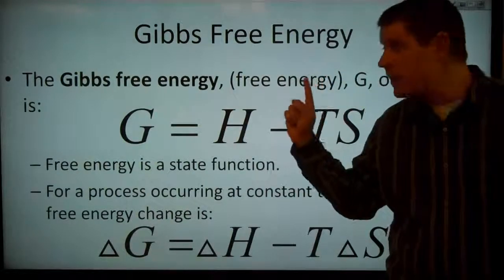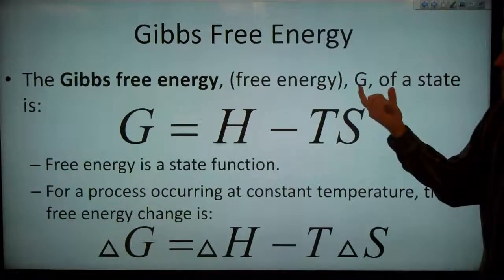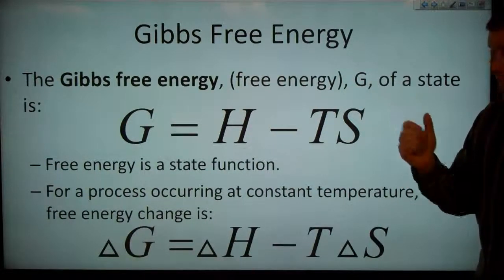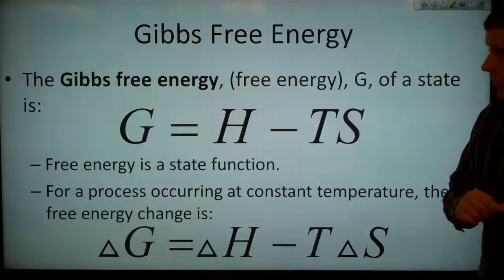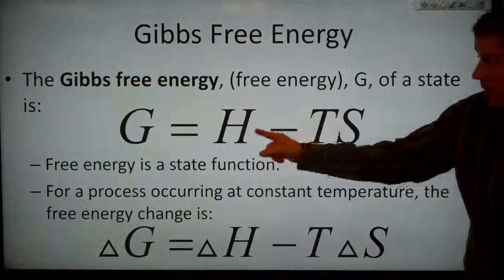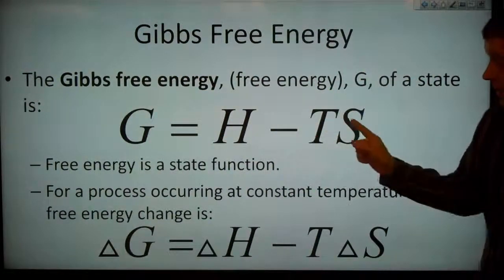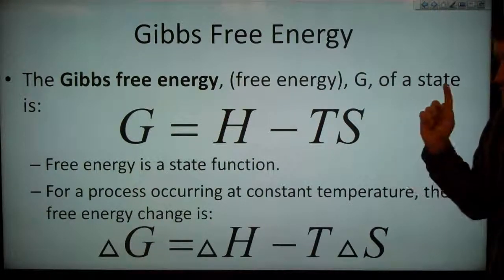And here we get to the Gibbs free energy, or free energy, sometimes it's called. Gibbs free energy is symbolized with a capital G. And the Gibbs energy is equal to the enthalpy minus the temperature times the entropy. So G is equal to H minus TS.